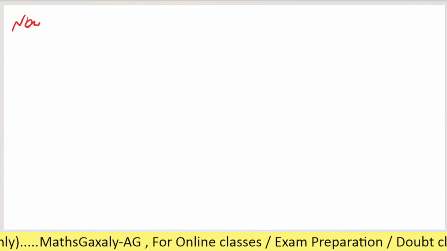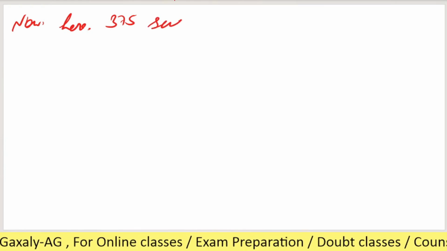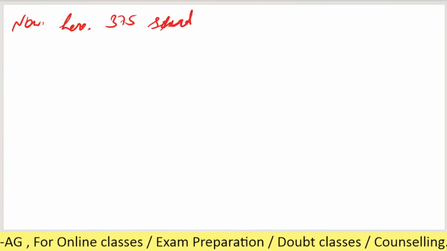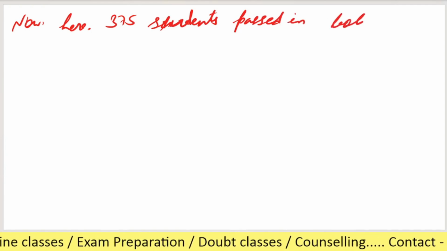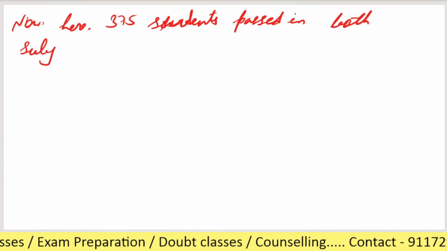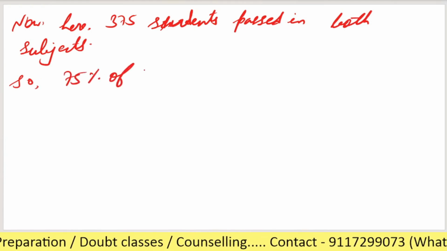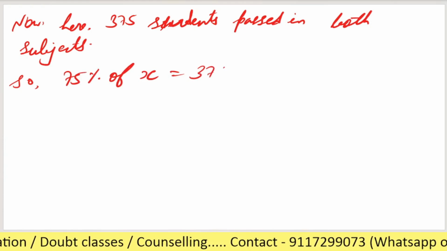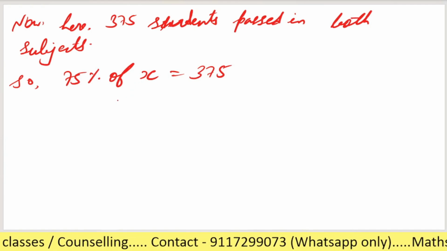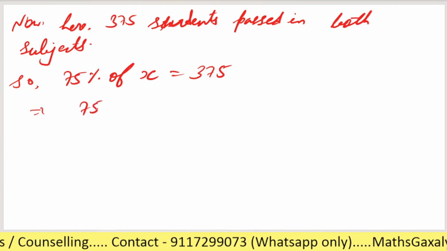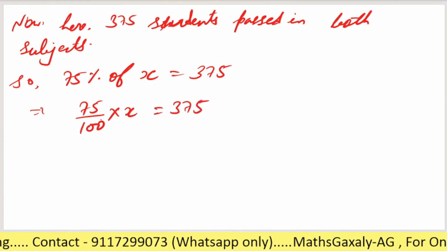Now, as here 375 students passed in both subjects, 75% of x is 375. We have to find the value of 100, that's all. So 75 by 100 into x will be 375.